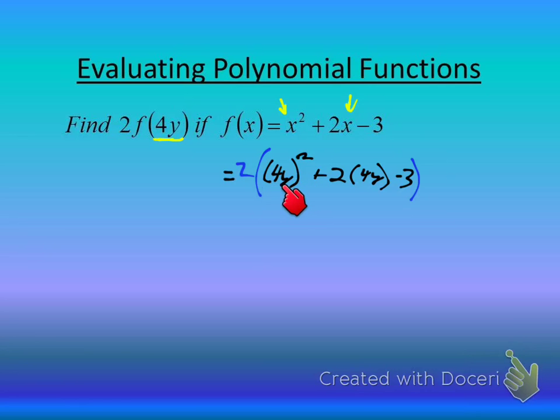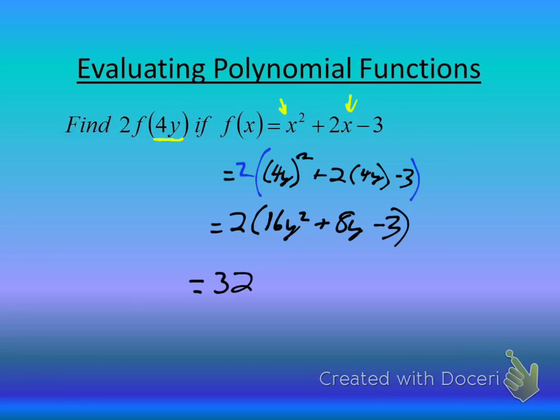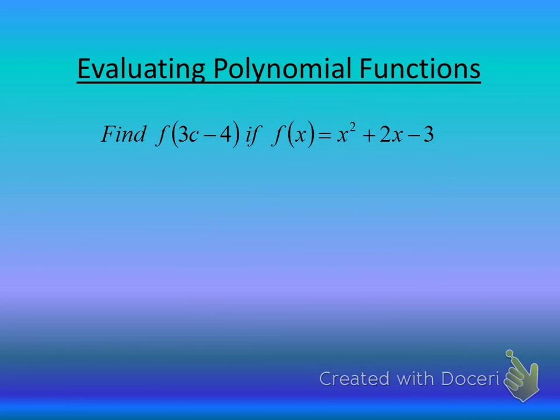So what's 4y squared? 16y squared. There you go. Okay, 16y squared. What's 2 times 4? 8y minus 3. And last step, like Xavier said, distribute a 2. So 16 times 2 gives you 32y squared plus 16y minus 6. Okay.